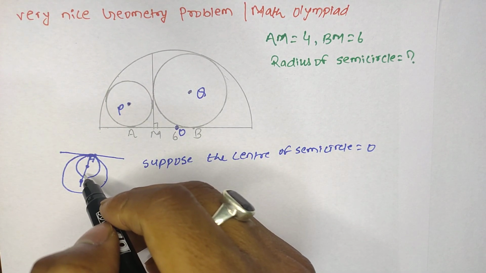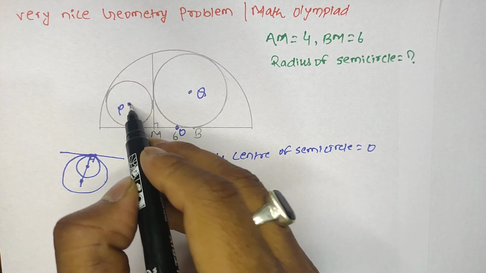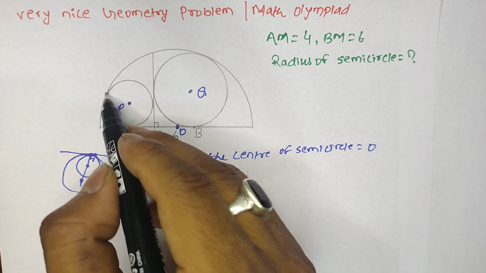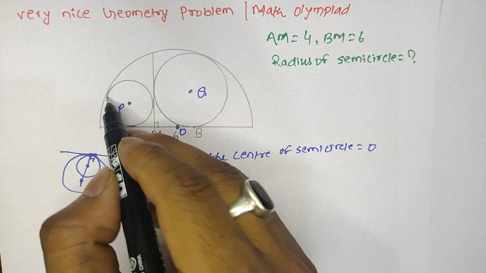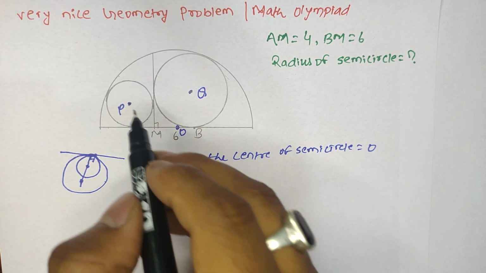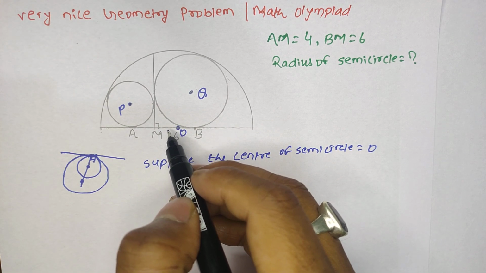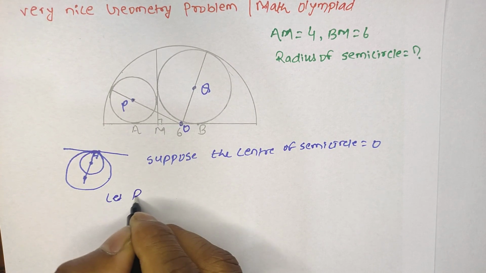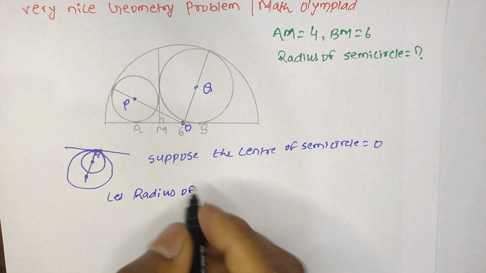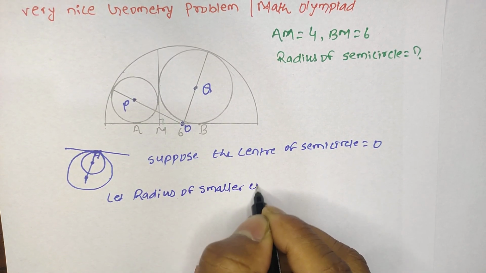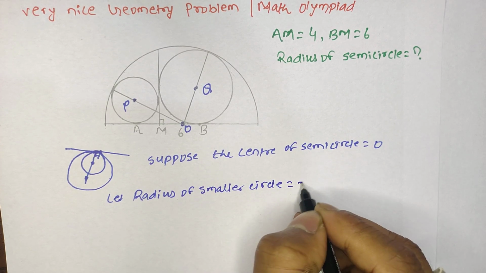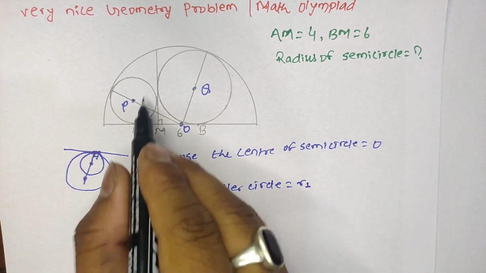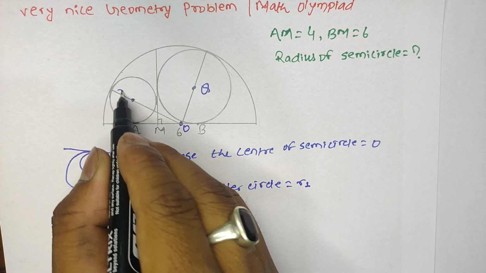Then we are going to use this concept here. As you see, this circle and this circle have the same point of tangency, and if I draw a line, this line will pass through the center of this circle as well as the center of this circle. So I'm drawing the line here this way. Then we suppose the radius of the smaller circle is R1, and you can see that R1 is also this one, isn't it?